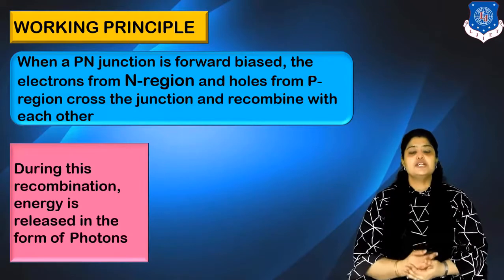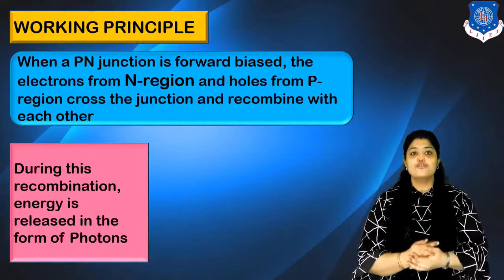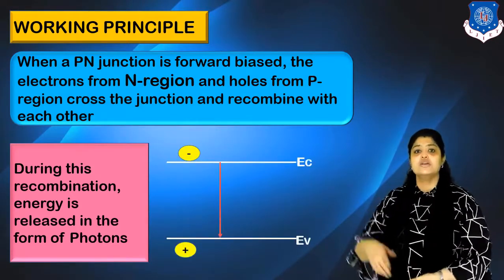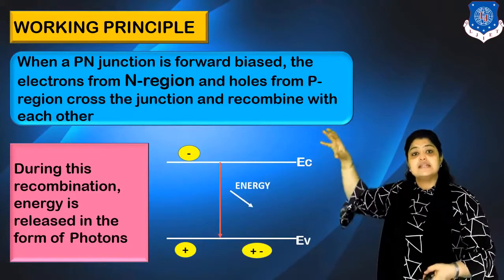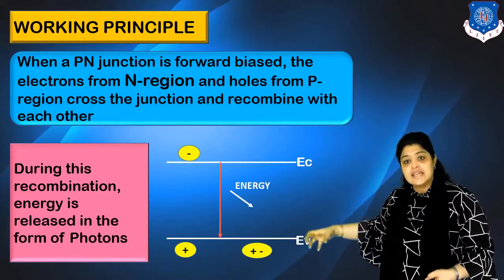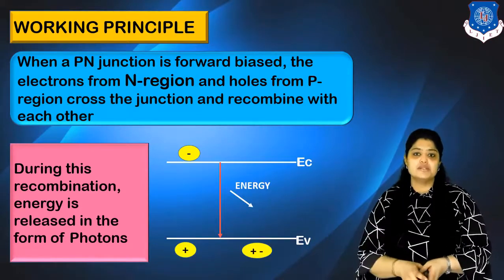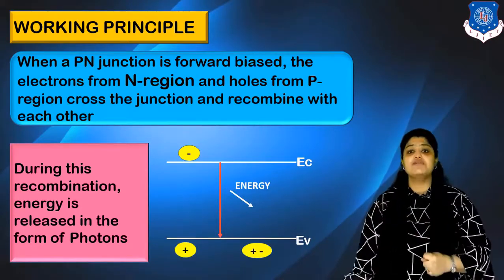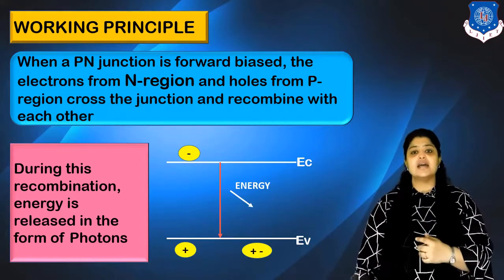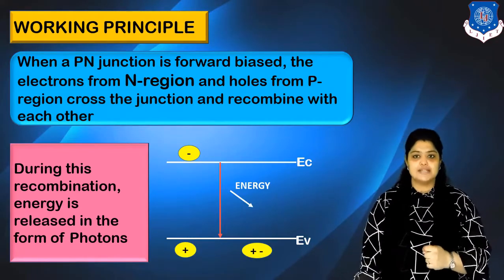During this recombination, energy is released in the form of photons. Let's see how. So we have EC to EV. This electron is coming down, releasing energy, and the base shows the recombination process. So one electron releases one photon, and this exactly is how radiative recombination takes place.